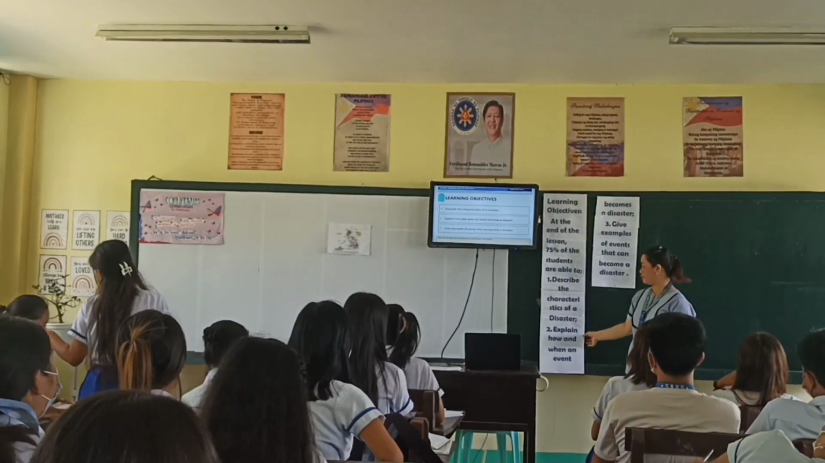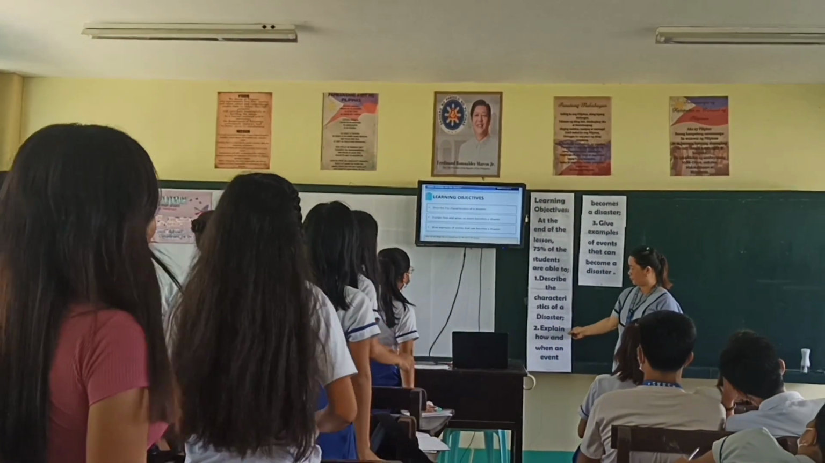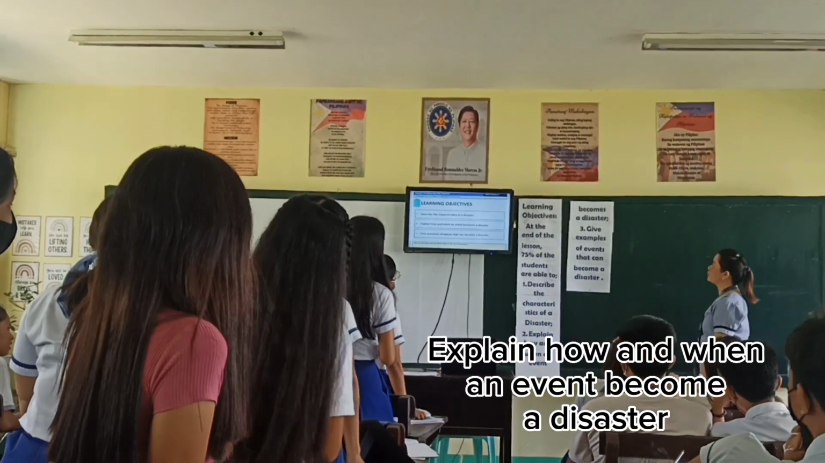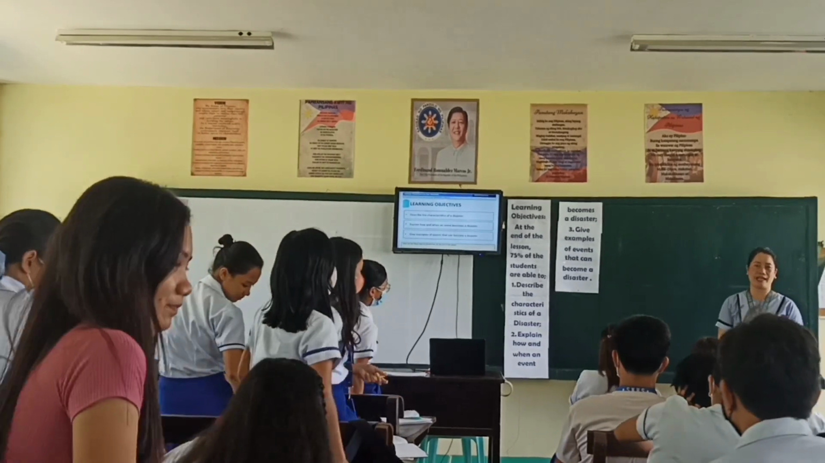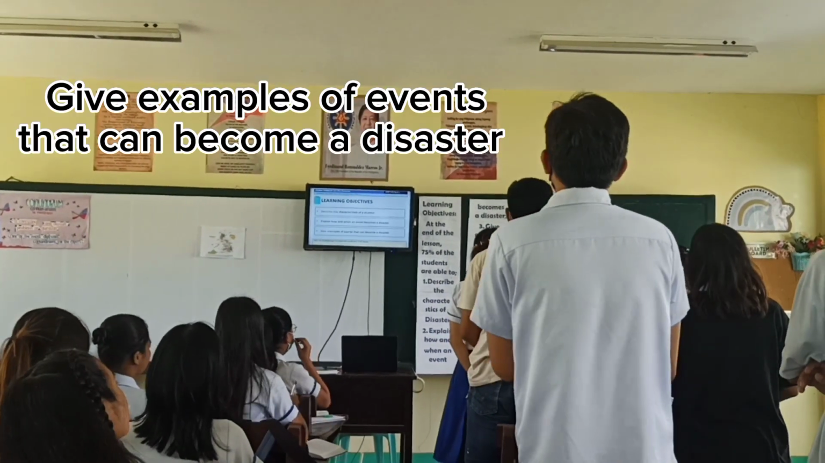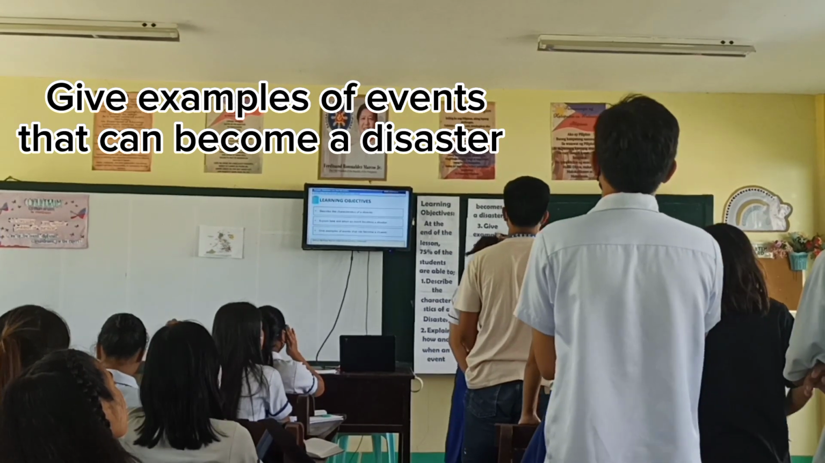Okay, row 2. Explain how and when an event becomes a disaster. Okay, row 3. Give examples of events that can become a disaster.